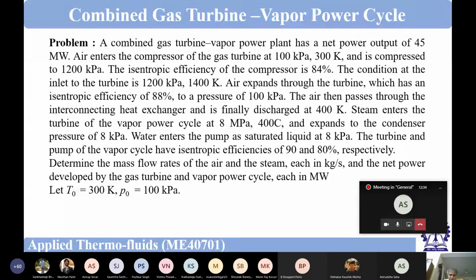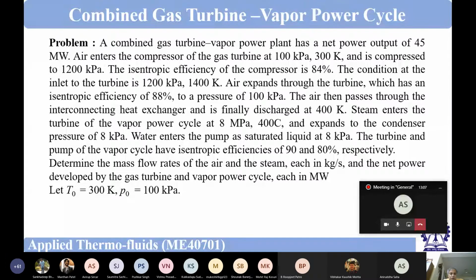Water enters the pump as saturated liquid at 8 kilopascal. The turbine and the pump of the vapor cycle have isentropic efficiencies of 90 and 80% respectively. Determine the mass flow rate of air and steam, each in kg per second, and the net power developed by the turbine and vapor power cycle in megawatt. Let T0 equal 300 K and P0 equal 100 kilopascal.